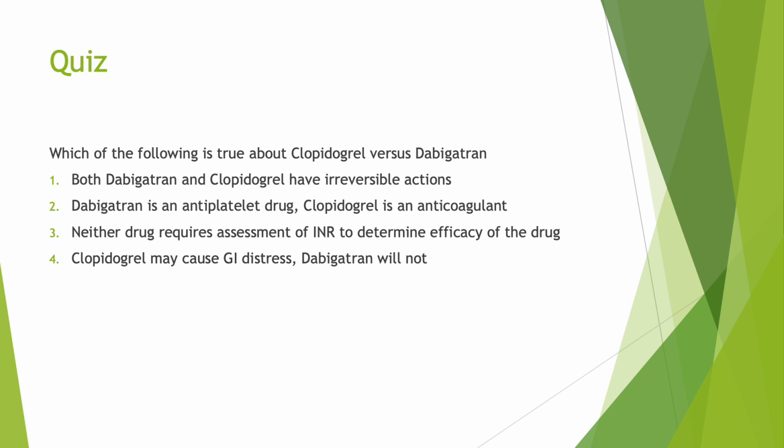Let's look at a final question here. Which of the following is true about clopidogrel versus dabigatran? 1. Both dabigatran and clopidogrel have irreversible actions. 2. Dabigatran is an antiplatelet drug. Clopidogrel is an anticoagulant. 3. Neither drug requires assessment of INR to determine efficacy of the drug. 4. Clopidogrel may cause GI distress, dabigatran will not. Pause the presentation and consider your answer.